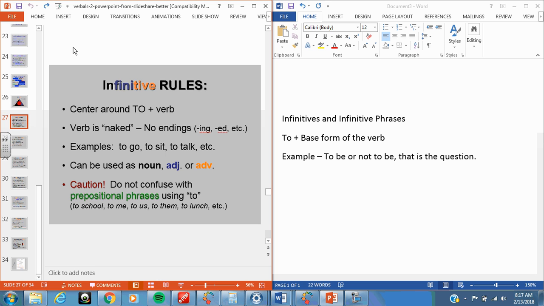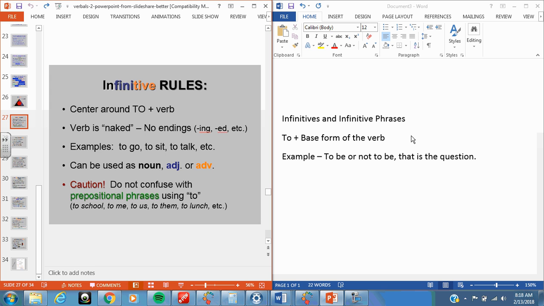So if we take a look at the rules, they center around to plus the verb. So I put it over here. We take to and add it to the base form of the verb, and that in and of itself makes the infinitive. So the verb is naked, meaning that it has no endings. Basically, that means it's the base form of the verb. So examples are to go, to sit, to talk. The example I provided is that famous line from Hamlet, to be or not to be, that is the question.